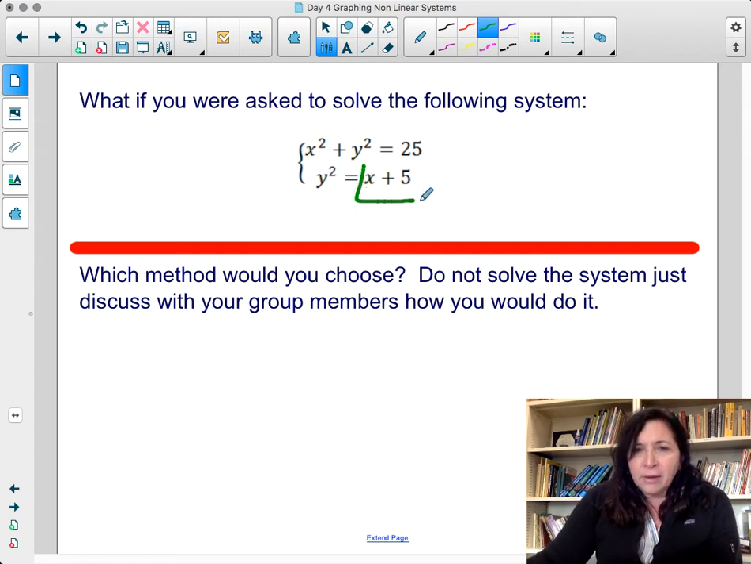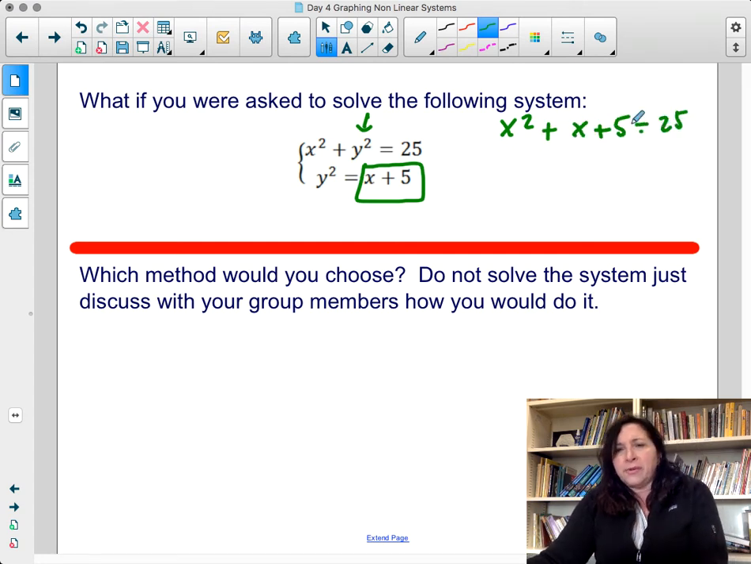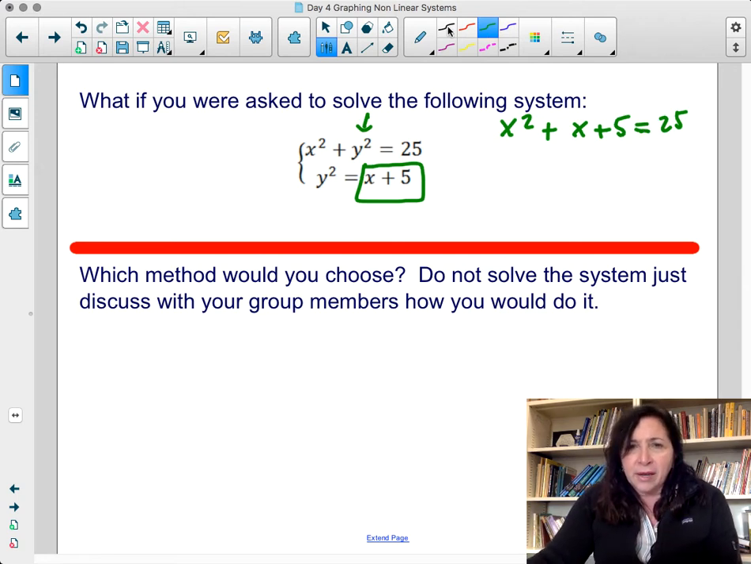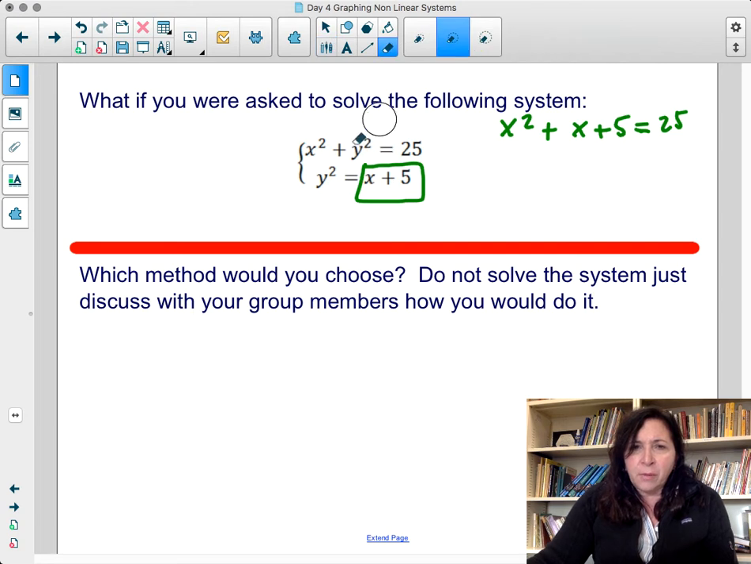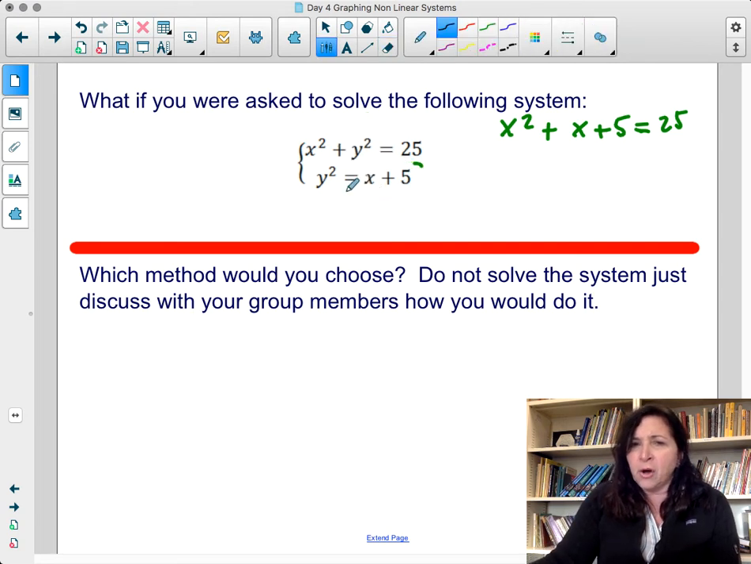I would think that most people would take y squared equals and plug it in here. And you would go x squared plus your y squared, which is x plus 5, equals 25. Oh, it's quadratic. I need to set it equal to 0 and then factor. But I want to talk to you about some people who may not do that. Some people may go, I really like the subtracting method, the elimination.